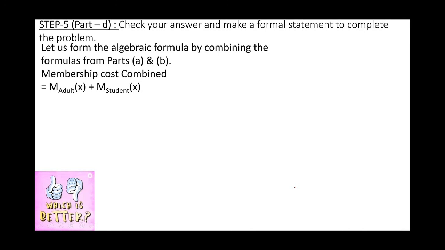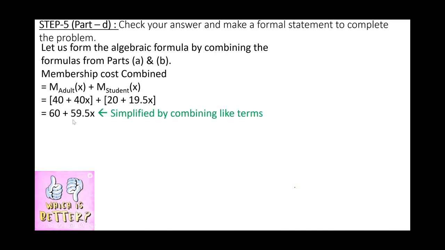We had 40 plus 40x. For students, we had 20 plus 19.5x. So bring those two. Now I'm going to add. So to simplify these, we have to combine the like terms. The 40 and 20 together is 60, like terms. The 40x and 19.5x are like terms, which is 59.5x. So that's a single expression for our combined cost.